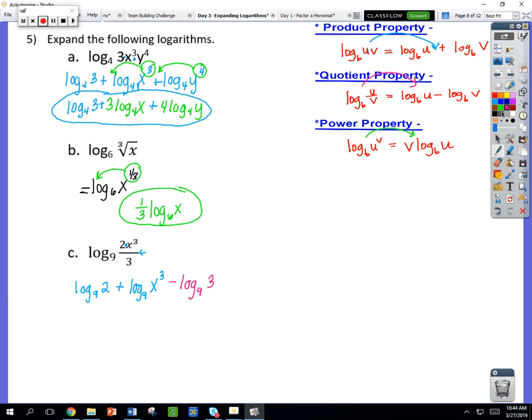And so now I need to go back and check, do I have any exponents? And the only one with an exponent is here. So this is 3 log base 9 of x, and the other ones didn't have any exponents, so I can just drop those down. And then I can always check and go back and condense and see if I get the same thing.